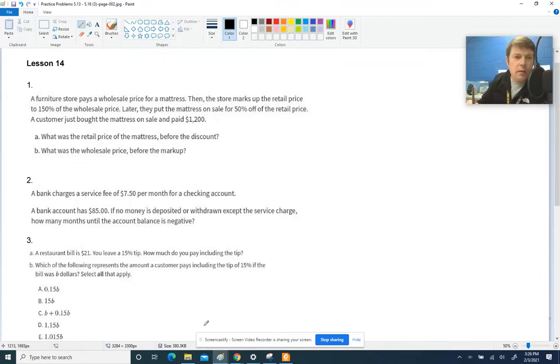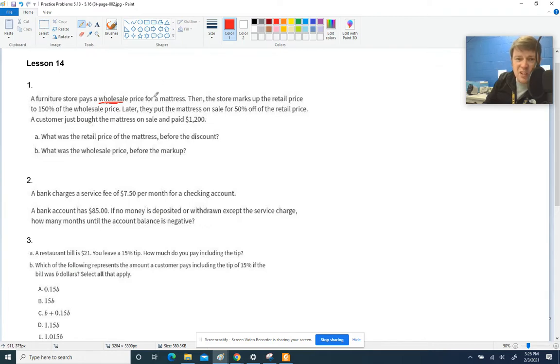We're looking at this furniture store to start out. We got a furniture store, it pays wholesale price for a mattress. If you remember when we talked about wholesale, wholesale is kind of the cheaper price that the stores get it for before they jack it up to retail, when they sell it to the customers. Store marks up retail price to 150% of the wholesale price. Later, they put the mattress back on sale for 50% off, and a customer just bought the mattress on sale and paid $1,200. What was the retail price of said mattress before the discount?